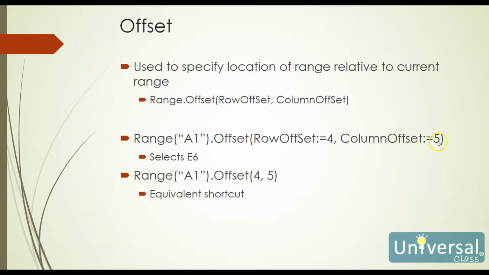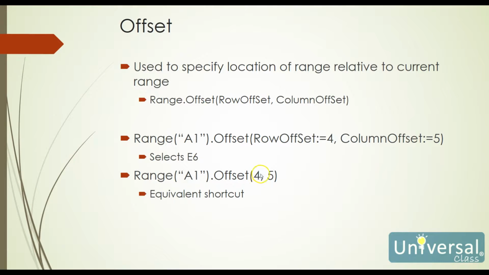And then the column, same thing, a positive number moves to the right, a negative number would move to the left. So in this case, my range that's selected is A1, and I want to go down 4 rows and go to the right 5 columns, therefore it would select E6.